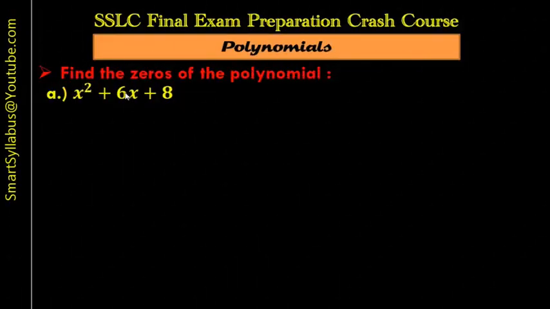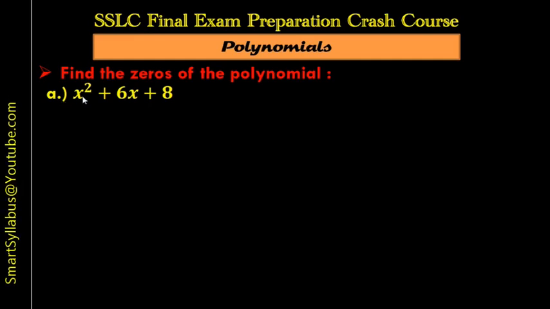Okay, students, under polynomials, this is the first sum: finding the zeros of the given polynomial. Here is a polynomial example, x square plus 6x plus 8. It's a very simple example. Similar examples we have already solved in your 8th and 9th, right? So today we'll solve similar examples now.